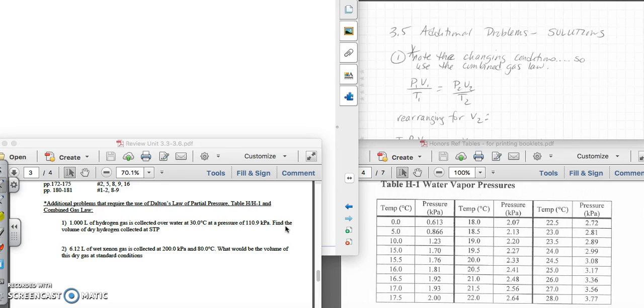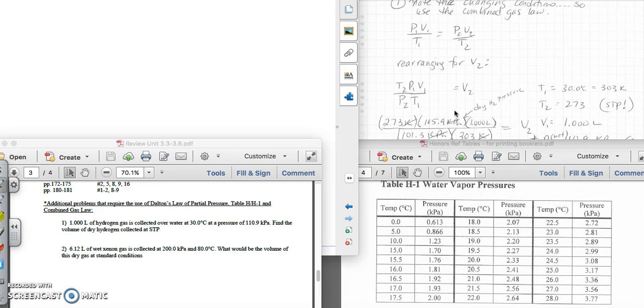We then need to find the volume of the dry hydrogen as if it were collected at standard temperature and pressure conditions. So STP will be the new set of conditions that we're going to convert it to. So this is an equation that we're going to rearrange for the new volume, because that's what this problem said, find the volume collected at STP, that's V2. So rearranging for V2, we get this equation right here.